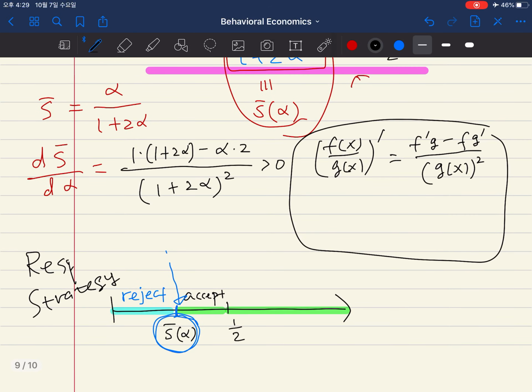So in terms of this graph here, if alpha goes up, then this threshold also increases. In other words, the threshold is increasing, as we can see in this picture.